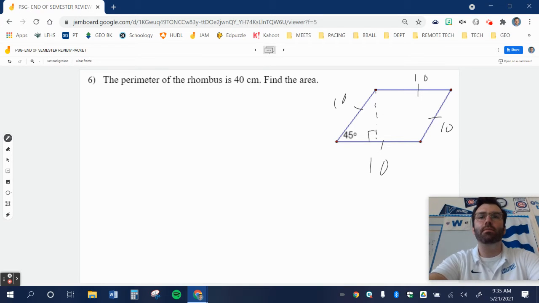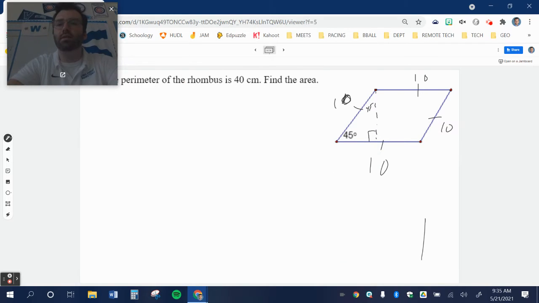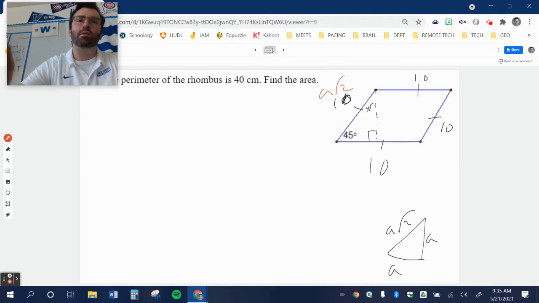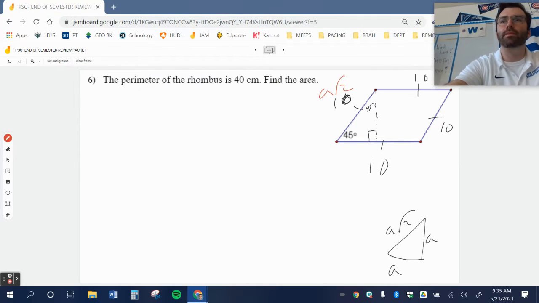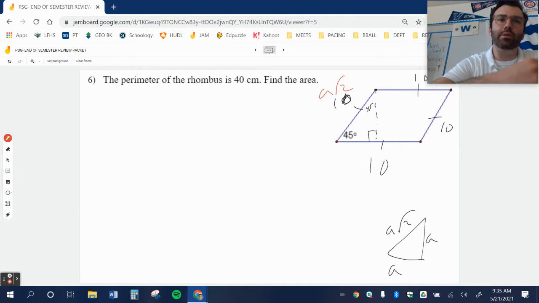Notice how we have a 45-degree angle there. That means this is a 45, 45, 90 triangle. Our general case, remember, is a root 2. Unfortunately, in this case, 10 is our a root 2 side. We didn't really do any of these where 10 is our a root 2 side, but we might as well give it a shot. I think we can handle it.